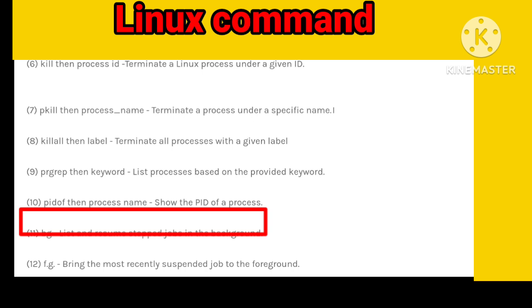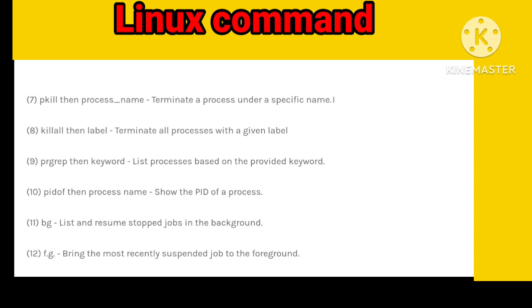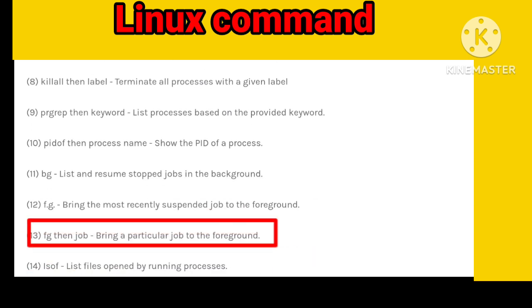11, bg list and resume stopped jobs in the background. fg bring the most recently suspended job to the foreground. fg then job, bring a particular job to the foreground.